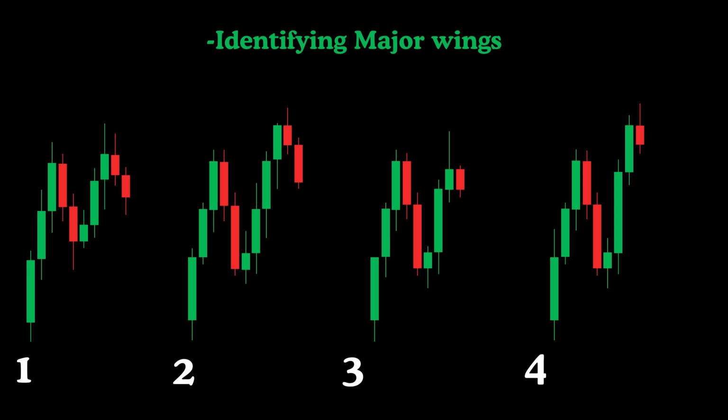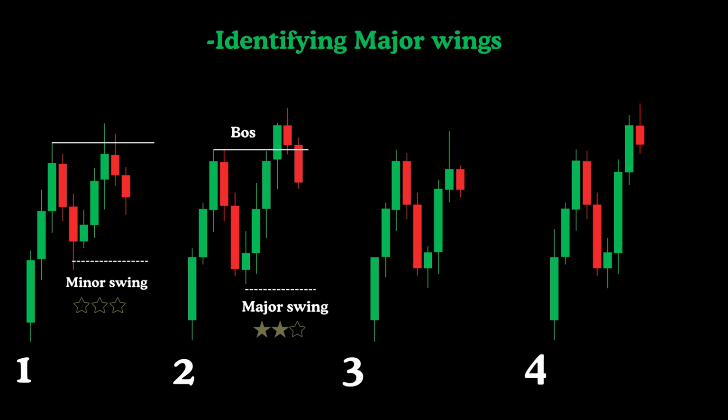Now look at these examples. In the first one, none of the criteria we mentioned are satisfied, so it is considered a minor swing point. In the second scenario, we have a break of structure and a notable distance covered by the price, but there is no imbalance. As a result, it is considered a major swing with 2 out of 3 criteria satisfied. Here we have imbalance and a proper distance but no valid break of structure. So, this is also treated as a major swing point with 2 stars.